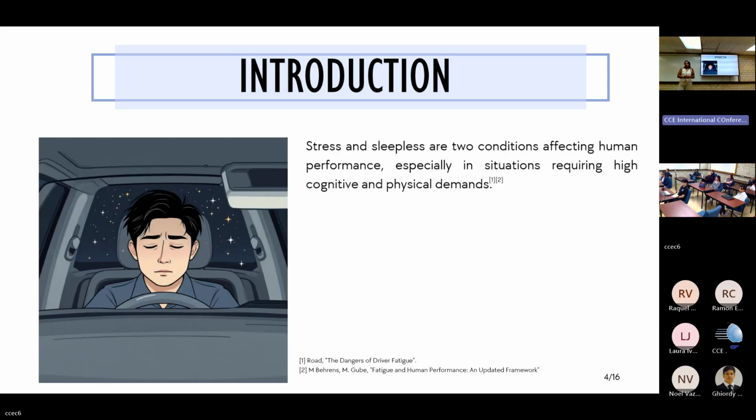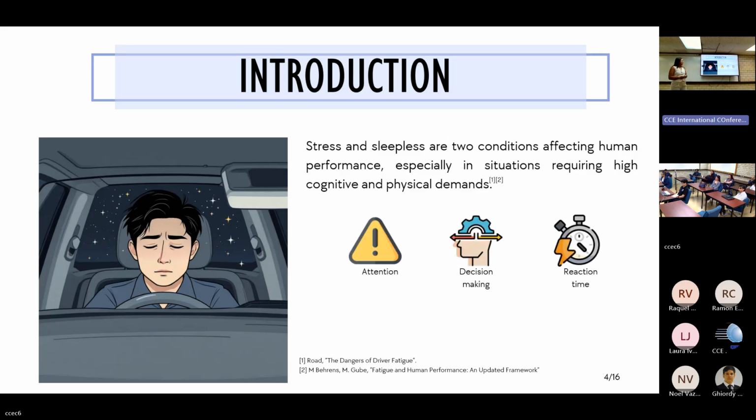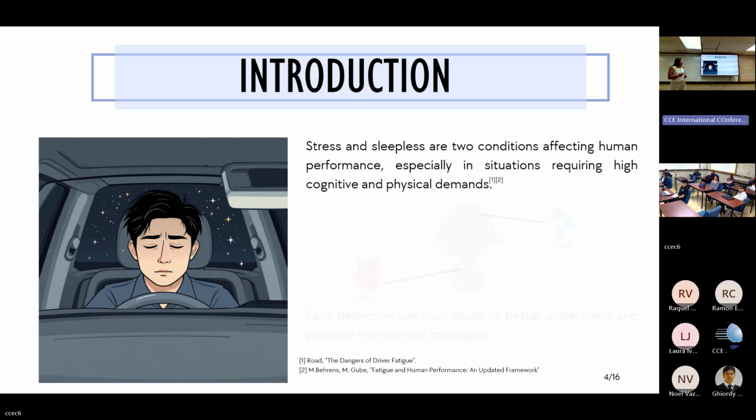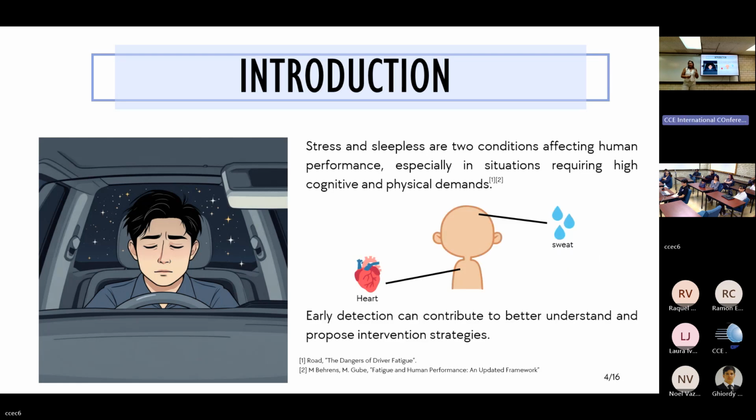Stress and sleeplessness are two conditions that affect human performance, especially in situations that require high cognitive and physical demands. For example, attention, decision-making, and reaction time to stimuli. There are some human signals that can give us an insight into how we react, for example, heart and our sweat. And early detection can contribute to better understand this and propose intervention strategies.